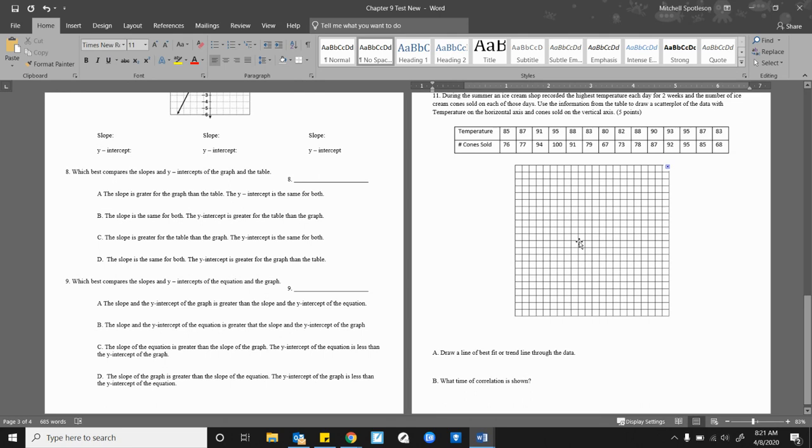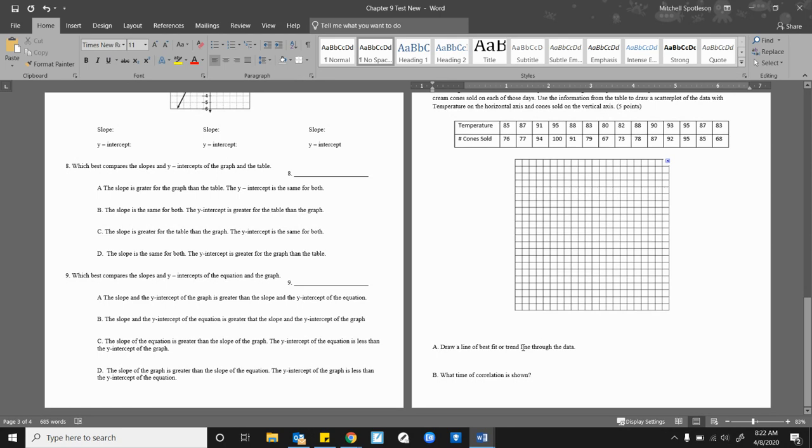Here's my hint. For this scatter plot right here, start at 80 and count up by 2s. For this side, for number of cones sold, start at 70, go up by 5s. Actually, there's a 68 there, so I completely lied. Start at 65, go up by 5s. And then there's 2 questions to answer right there.